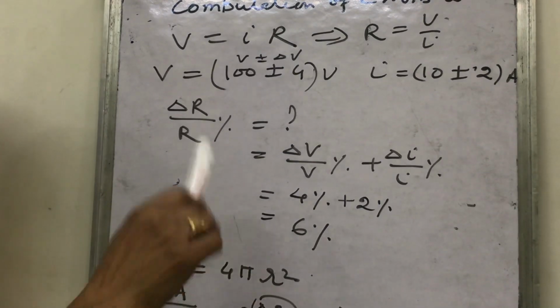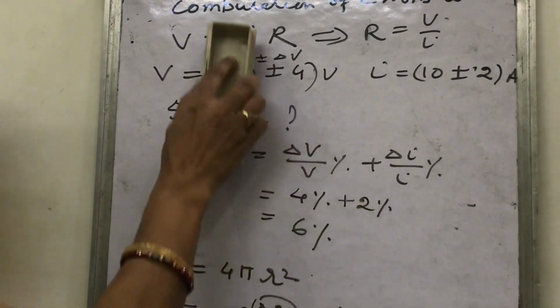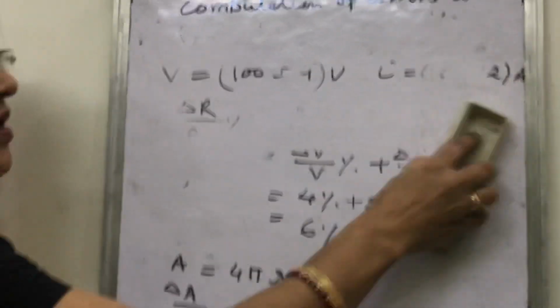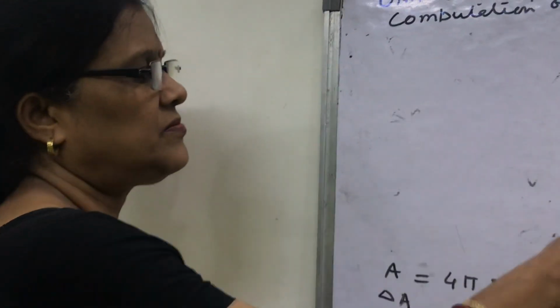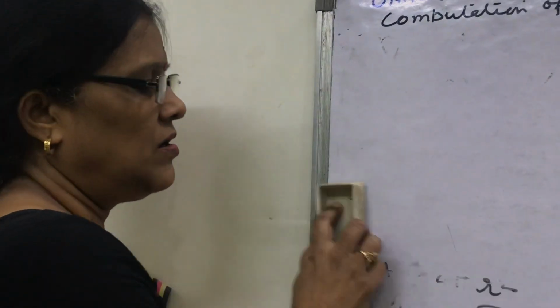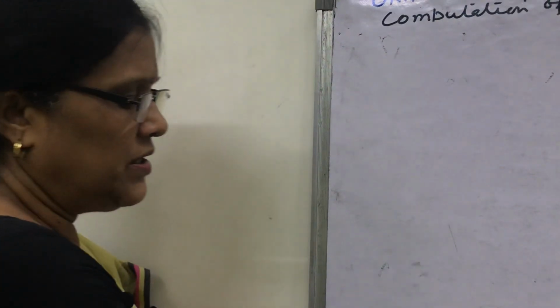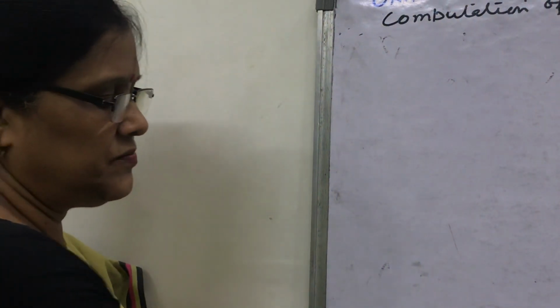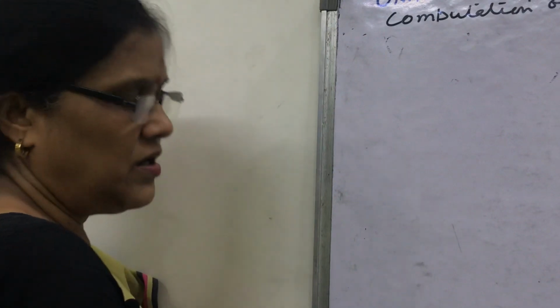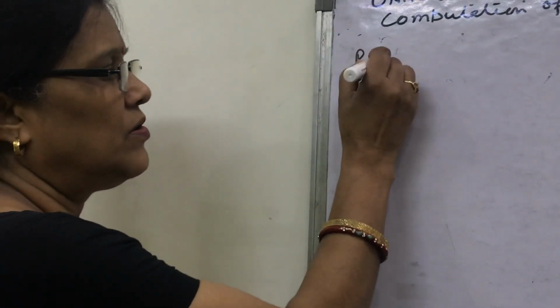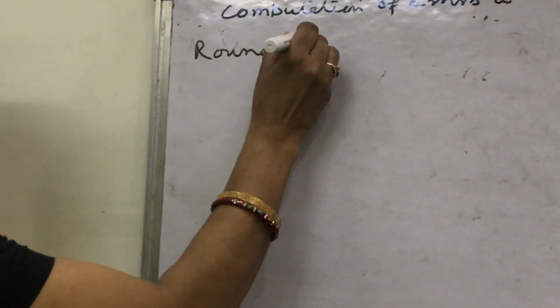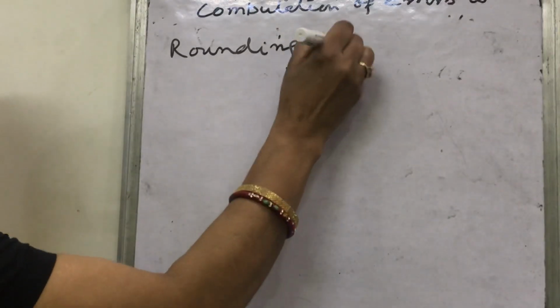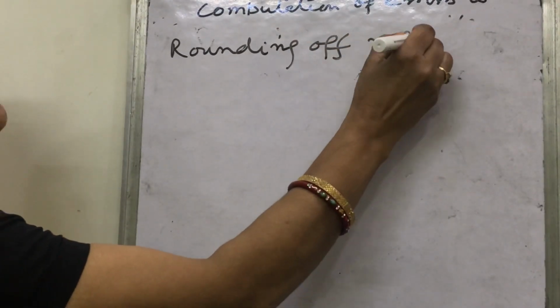I have given so many examples. I hope you must have understood this. Now after that, what is the rule for rounding off? Rounding off rules in a measurement.